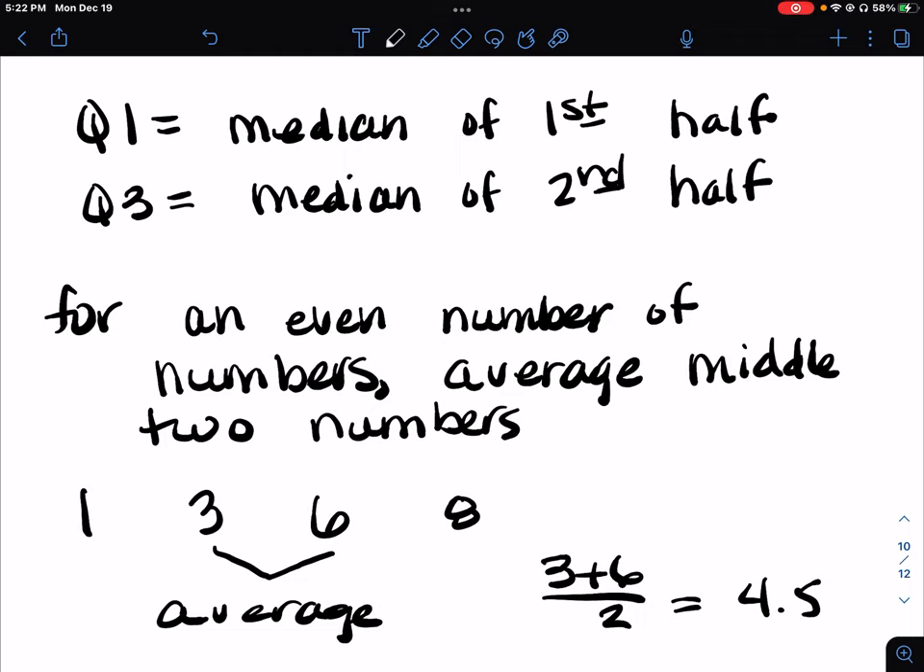Okay, so let's say you had 4 numbers, 1, 3, 6, 8. So the median of those numbers, the middle of those numbers, you would have to average 3 and 6, which means add them and divide.